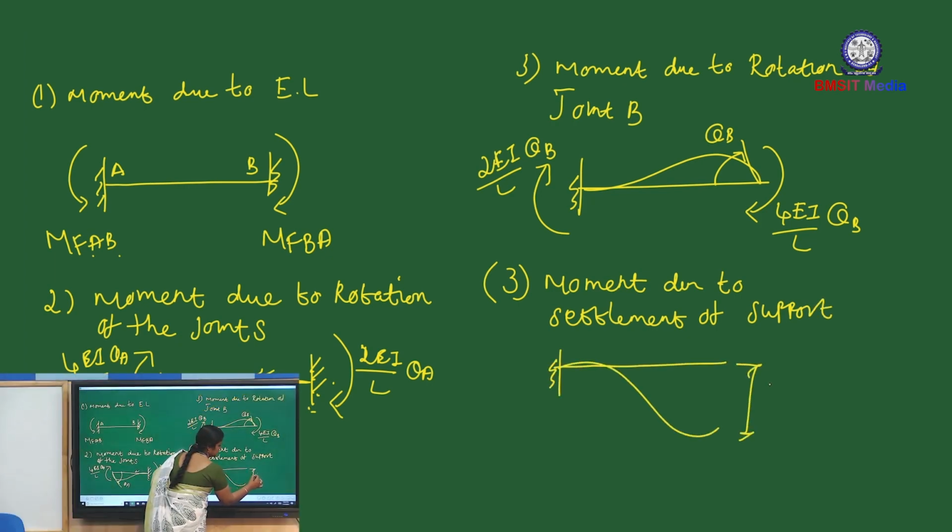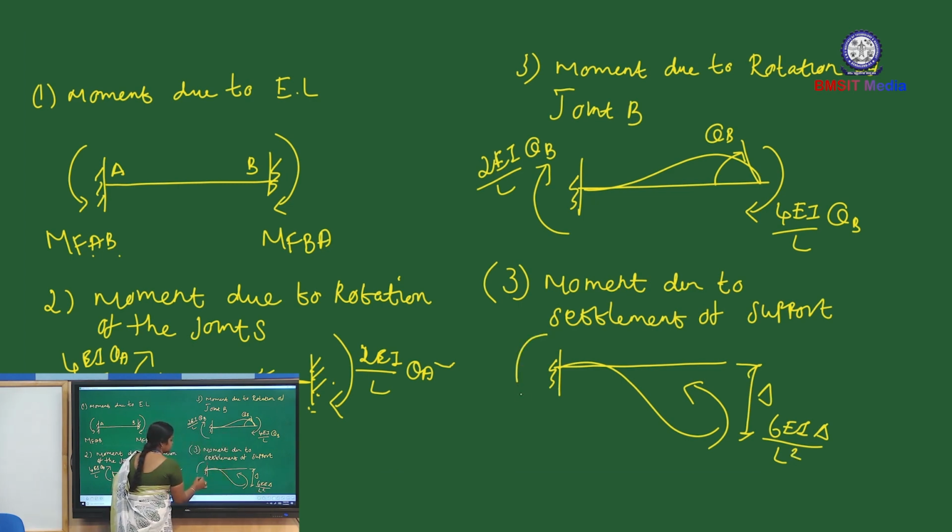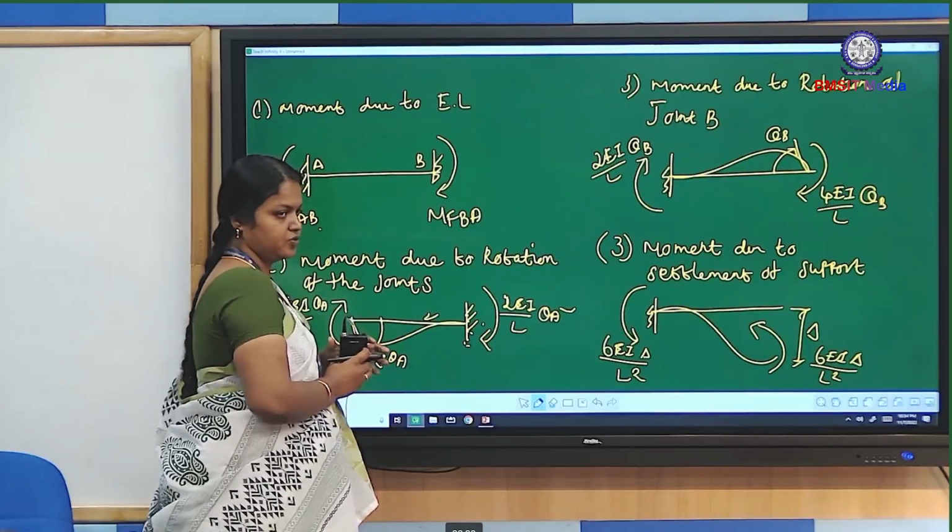Due to this settlement of the support, some moment will be induced here. The amount of moment equals 6EI delta divided by L square. The same amount of moment will be developed at the far end also, that is 6EI delta divided by L square. So now we have to superimpose all the moments.